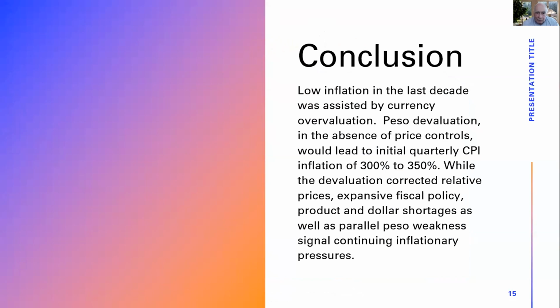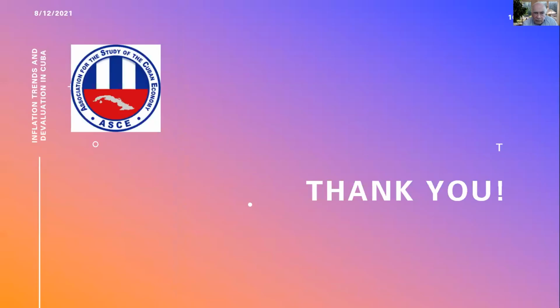So the conclusion is that there was low inflation in the last decade, assisted by currency revaluation, and peso devaluation in the absence of price controls would lead to an initial quarterly CPI of 300 to 350%, while the devaluation corrected relative prices, expansive fiscal policy, product and dollar shortages, as well as parallel peso weakness, signal continuing inflationary pressures. Thank you very much.